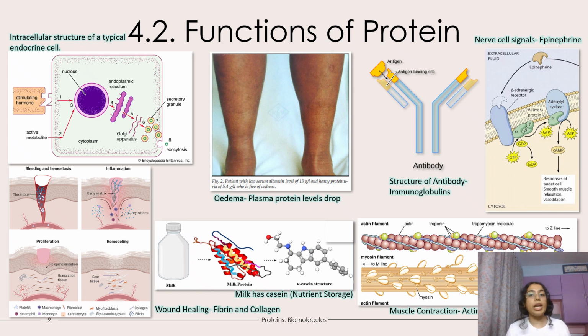Neurotransmitters like epinephrine transmit signals across nerve cells. Proteins like fibrin, bradykinin, and collagen fibers help in wound healing and regeneration. They also help in nutrient storage. Proteins provide stored amino acids for synthesis, repair, and energy during deprivation. Example, milk has casein, which supplies amino acids during growth.